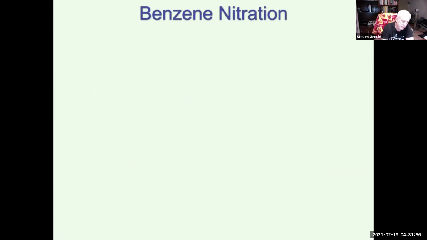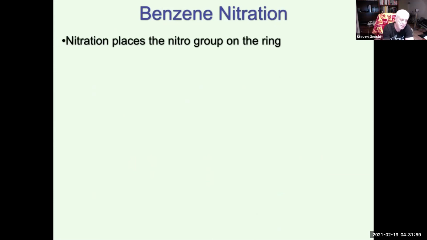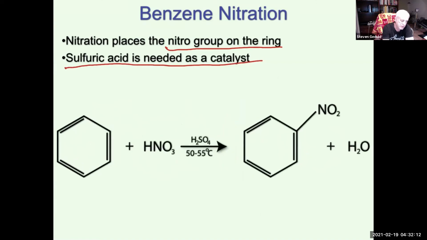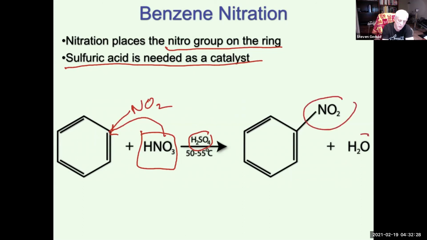Now, nitration of the ring is going to be similar. It places a nitro group on the ring. Okay. You need sulfuric acid as a catalyst. Sulfuric acid is battery acid. It's a very strong acid. Okay. So benzene and nitric acid. And here's your catalyst, sulfuric acid. Okay. You get the NO2 group from your nitric acid and it puts a nitro group right on benzene, the NO2. And it gives you H2O as a byproduct.